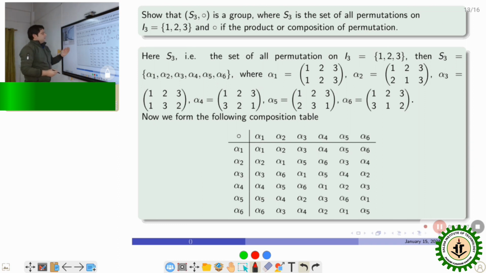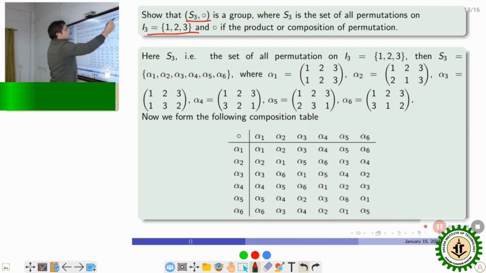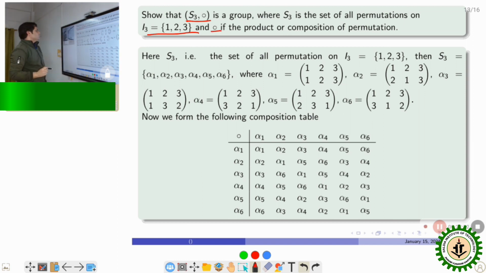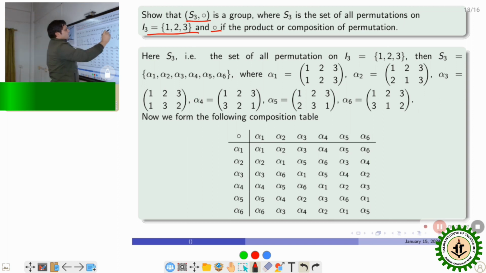Now we discuss S3 under composition. Here S3 is the set of all permutations on the set I3 = {1, 2, 3}. So we consider a set of just three elements, 1, 2, 3, and composition is the product or composition of permutations. This is the product and composition of the permutations. So S3 is the set of all permutations on I3.